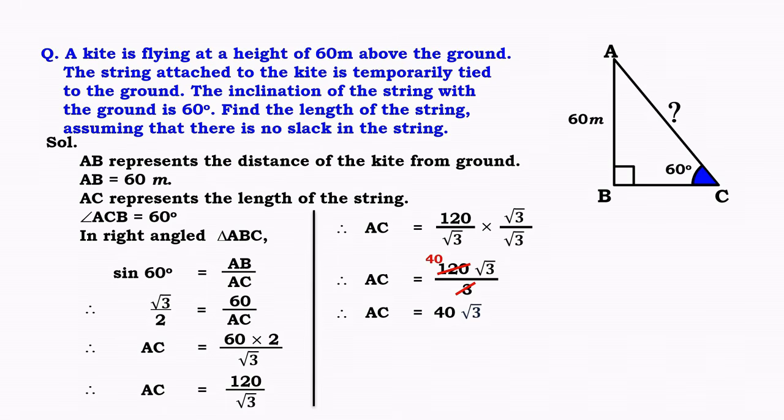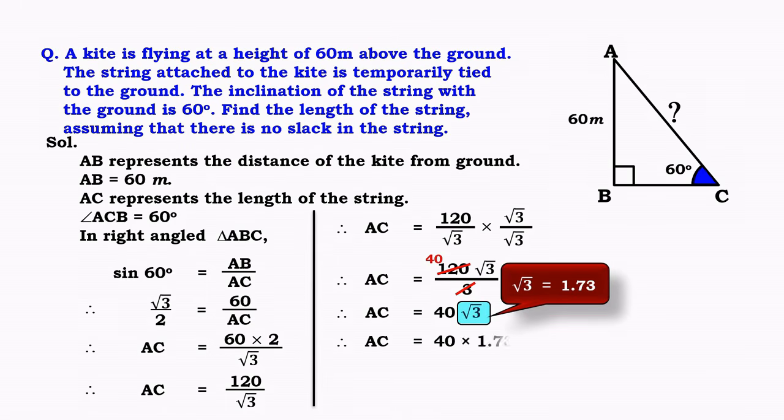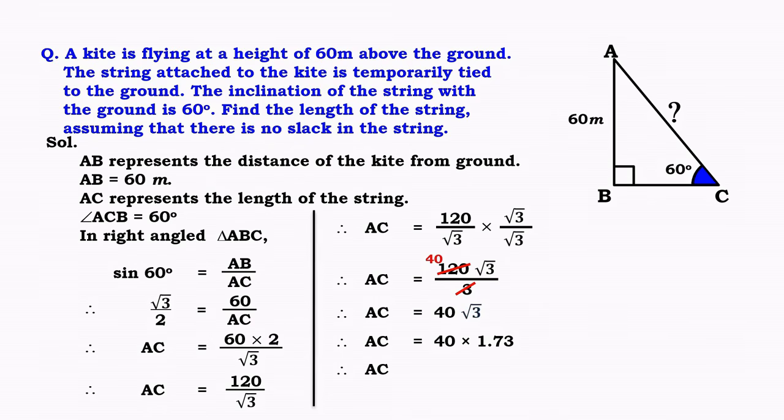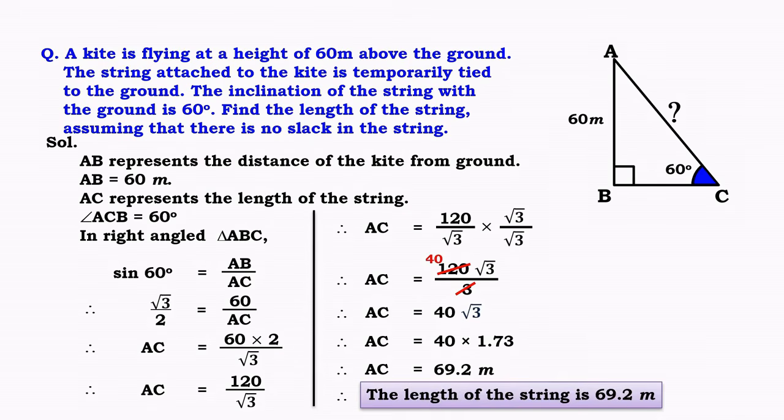If we want the answer in decimal form, we use the approximate value of root 3 as 1.73. Therefore, 40 multiplied by 1.73 gives us 69.2. Hence, the length of the string is approximately 69.2 meters. So, the final answer is 69.2 meters.